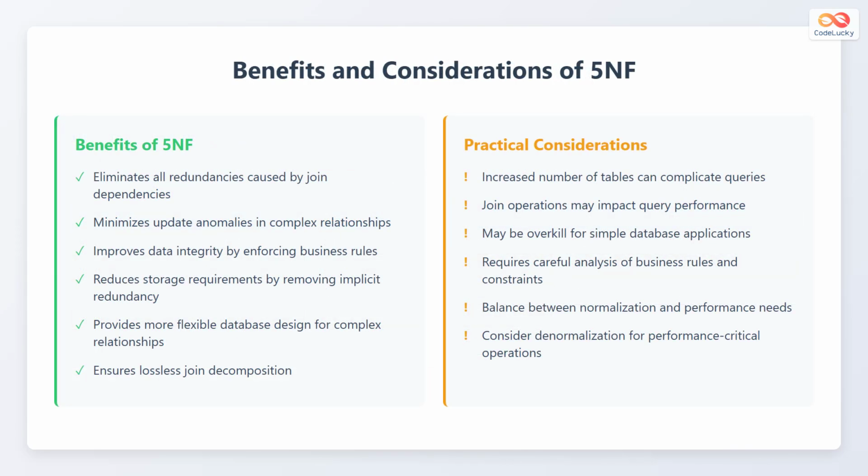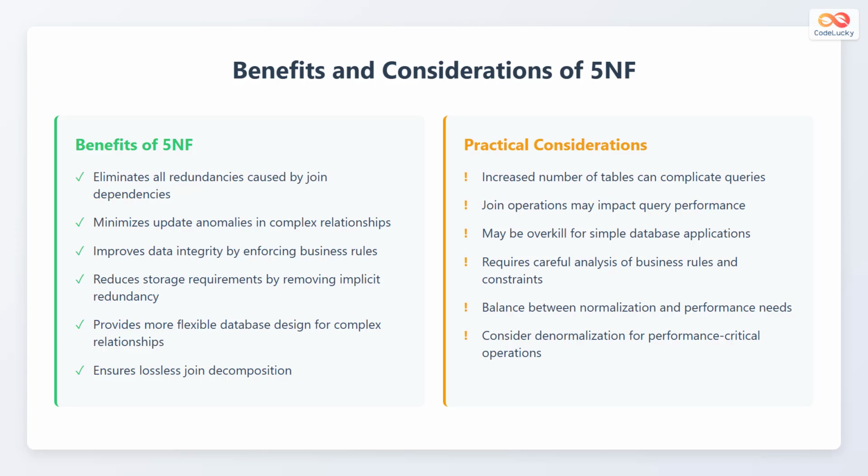Let's discuss the benefits and considerations of fifth normal form. Benefits of fifth normal form. It eliminates all redundancies caused by join dependencies. It minimizes update anomalies in complex relationships. It improves data integrity by enforcing business rules.